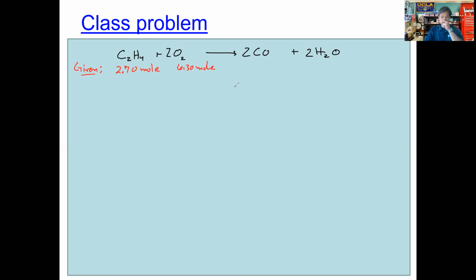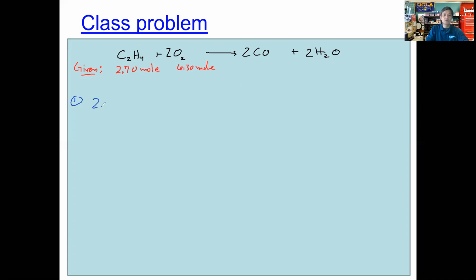But remember, like I told you from the previous slide, if you're given the amount, regardless of what it is, you have to do the limiting reagent calculation. So let's go ahead and do that first. For the limiting reagent calculation, you can choose either one of these amounts. I'm just going to choose this one here.